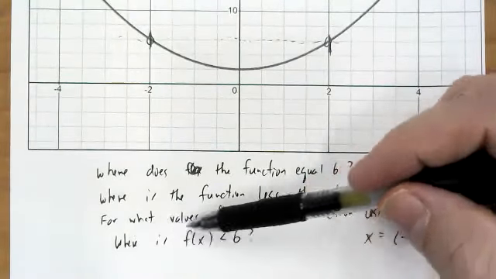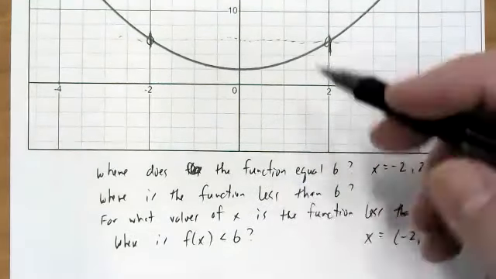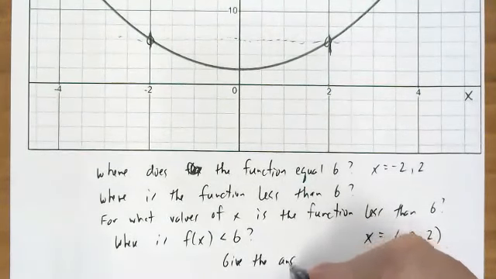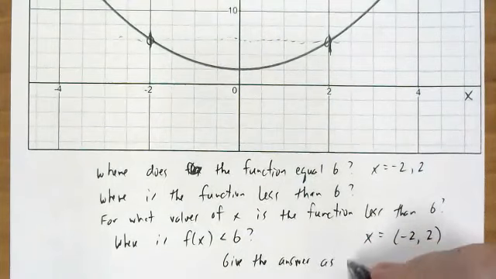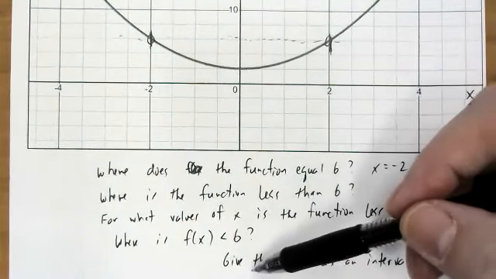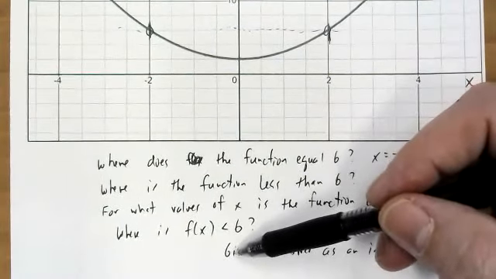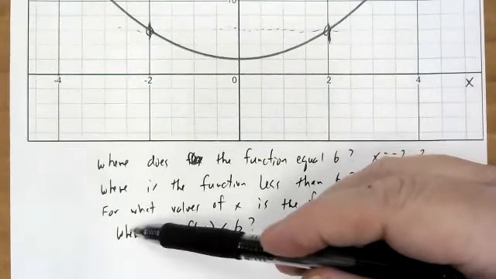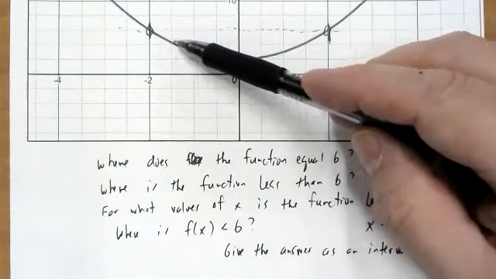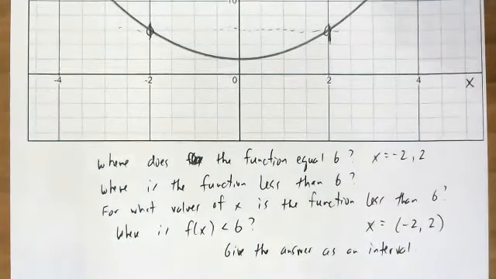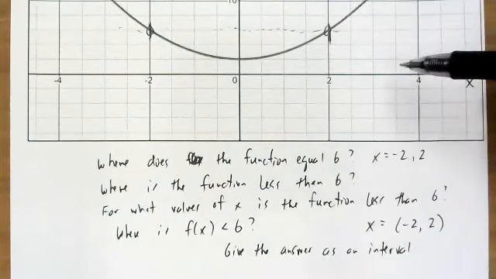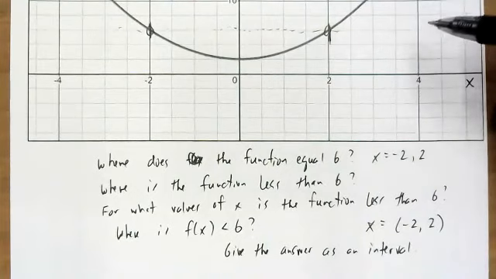Now, sometimes when they ask this question, they'll say, give the answer as an interval. Now, really, you should get to the point where they don't need to tell you this, because if you understand what they're asking here, you realize the solution is all these values of x right here. So it really has to be written as an interval. But sometimes they're nice and give you a heads up, like, oh, by the way, this answer is an interval.